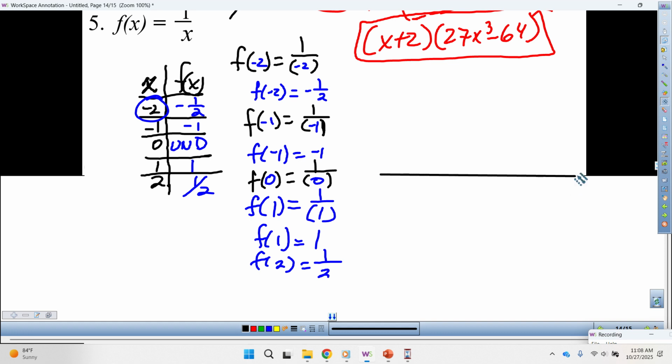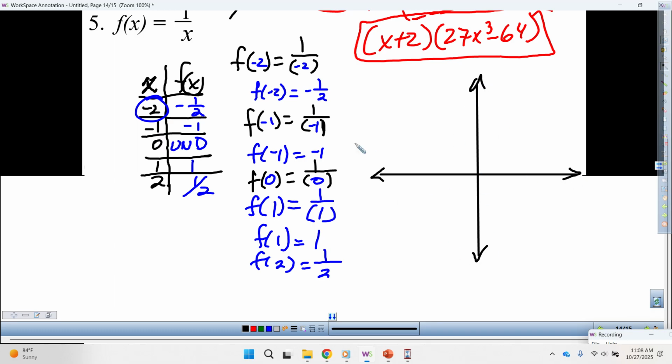All right, let's graph this. So we got negative 2, negative 1/2. So I got 1, 2, negative 1, negative 2. And then these go only up to 1. So I'm going to go 1, 2, 1, 2. Okay. Here we go. Negative 2, negative 1/2. And then negative 1, negative 1. And check this out. I'm going to create one graph right here. Now I'm going to go undefined, meaning I don't have anything on 0. And I got 1, 1, 2 and 1/2. And do the other side.